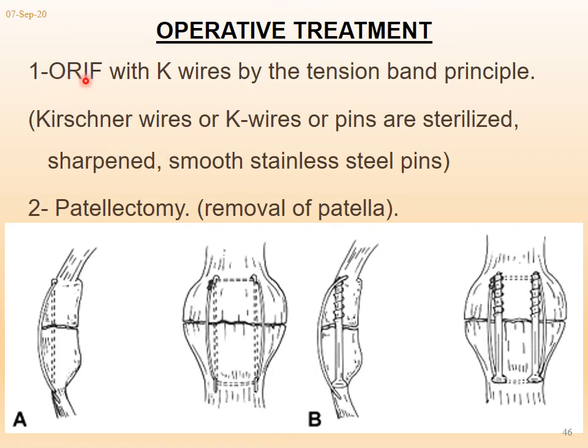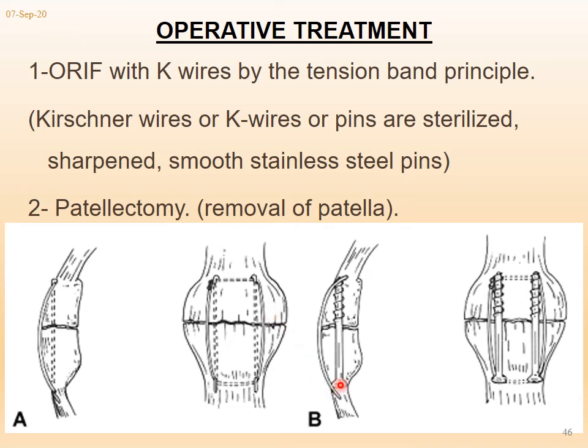Operative treatment is open reduction and internal fixation with K wires by the tension band principle. In this principle, we pass Kirschner wires, or K wires, or pins between the two fragments of the patella. Two wires, one here and the second here, and a loop of malleable wire is encircled, or cerclage wiring is done. With pliers it is tightened up to bring the two fragments of the patella close to each other, and is kept with this fixation for 6 to 8 weeks or more, and then it is going to heal.